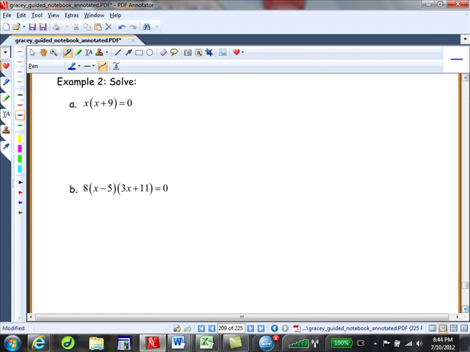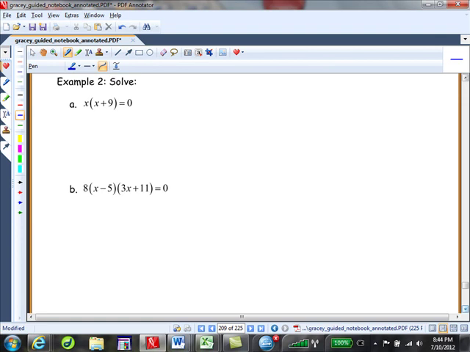Okay? A lot of times people get so excited with their factoring skills and their new solving equation skills using the zero product principle that they decide to apply the zero product principle to everything. Don't do that. Please, please don't do that.